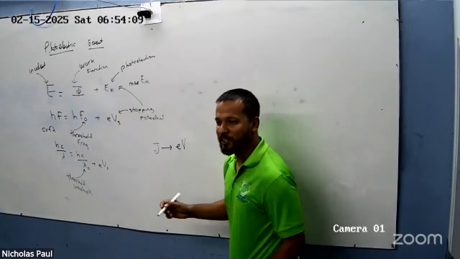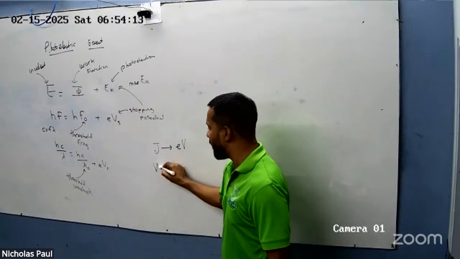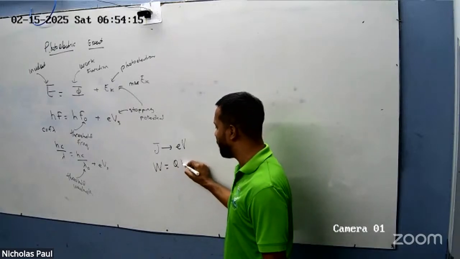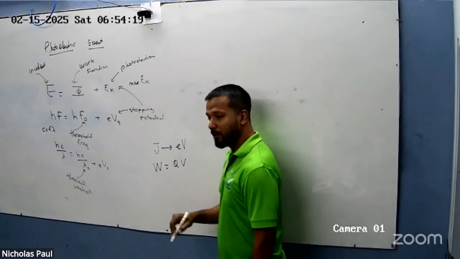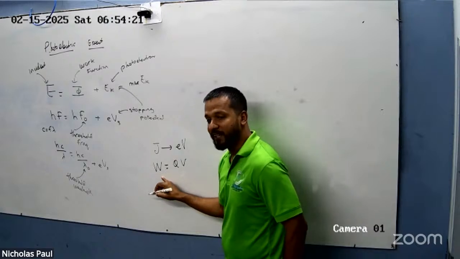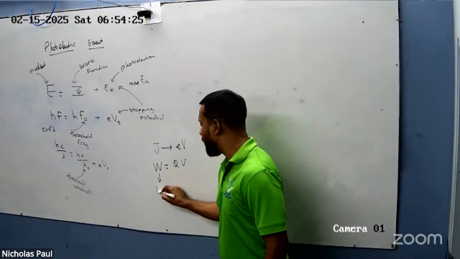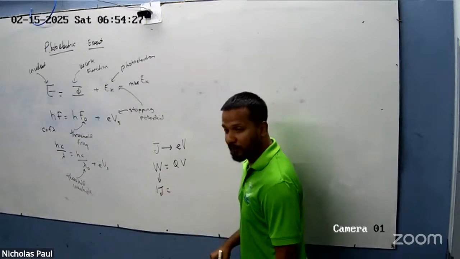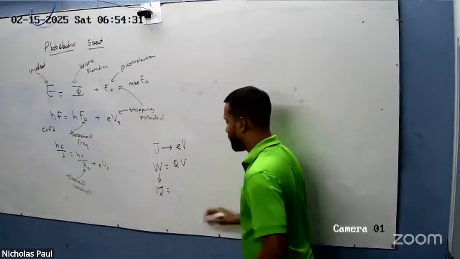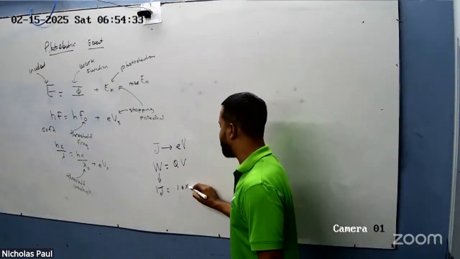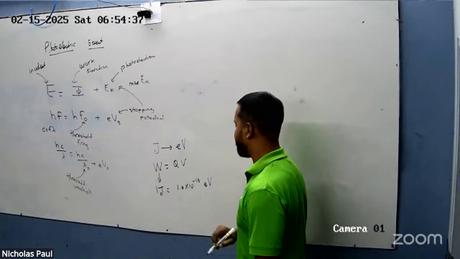Watch here. You remember this formula? W is equal to QV. Remember that formula? Watch this here. 1 electron volt is equal to the charge of an electron, which is 1.6 by 10 to the minus 19.